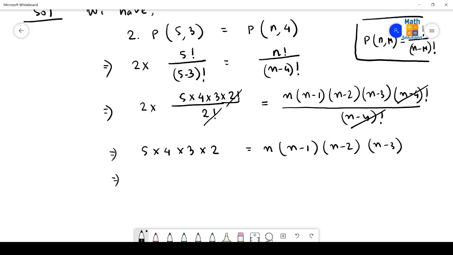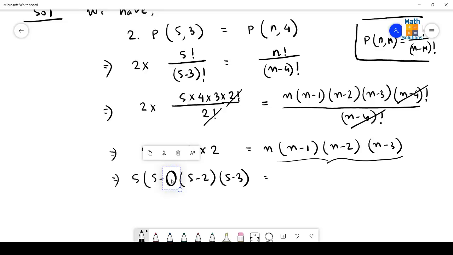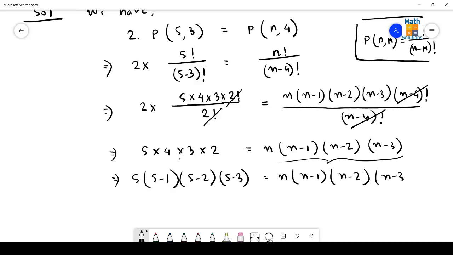Now if I want to follow this format on the left hand side also, what can we do? 5 minus 1, 5 minus 2, then after that 5 minus 3, and that way it will go on. One correction I have to make here, this will be deleted, and I put here 1. So n minus 1, n minus 2, n minus 3.